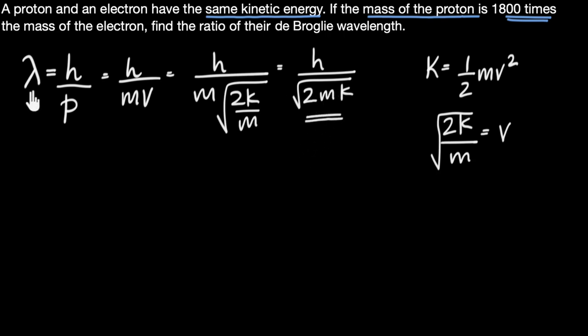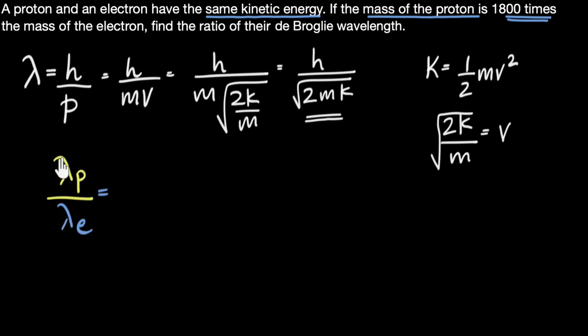We now have the equation for wavelength in terms of the mass and the kinetic energy. And now we can build two equations, divide them, and see what we get. So again, get ready to pause and try to do it yourself before we continue. All right, let's do it. So let's divide the wavelength of the proton by the wavelength of the electron.